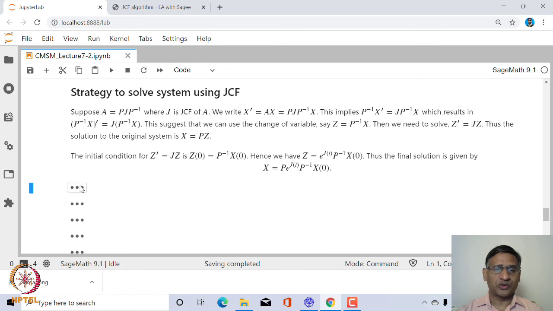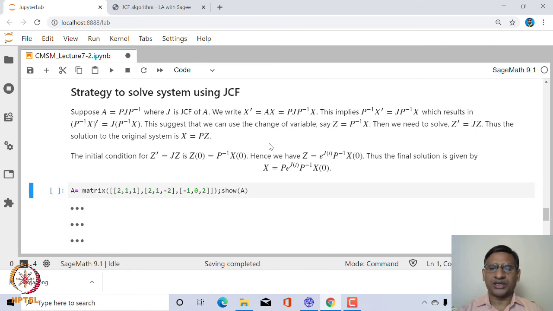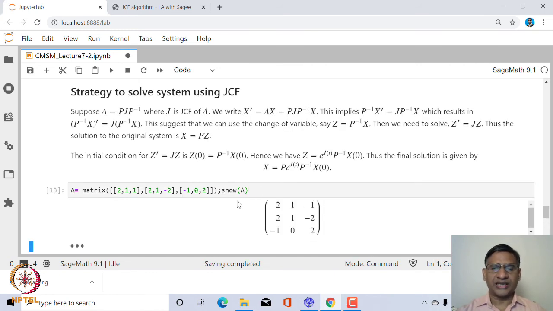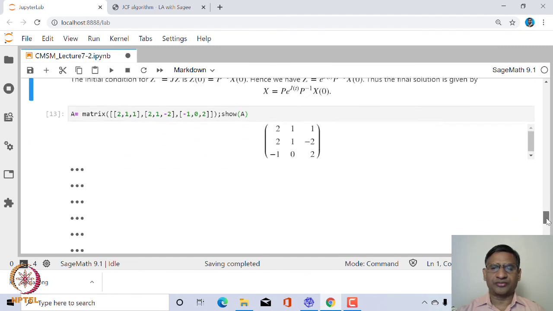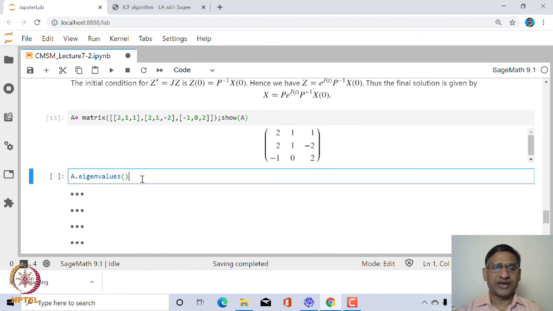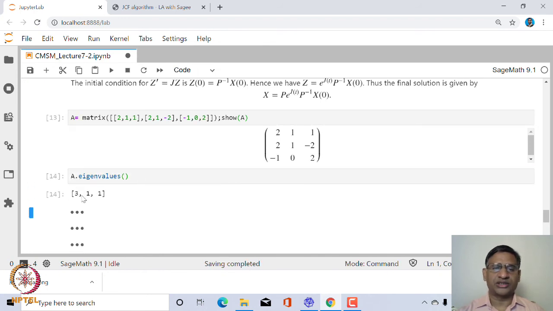Now this is exactly the same as the diagonalizable matrix case, except that you need to find the exponential of a Jordan canonical matrix, right. So let us define A as this matrix, which is the coefficient matrix of this system x dash t is equal to Ax, and let us find the eigenvalues of A. So eigenvalues are 3 and 1 and 1, but if you look at the determinant of this matrix, it is 3. So determinant is 3, right.